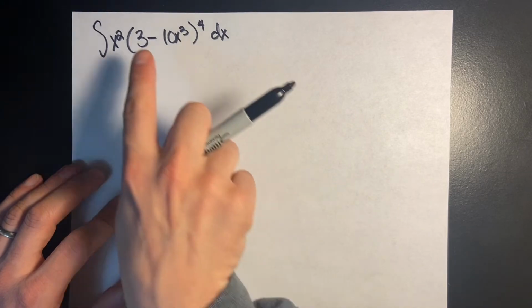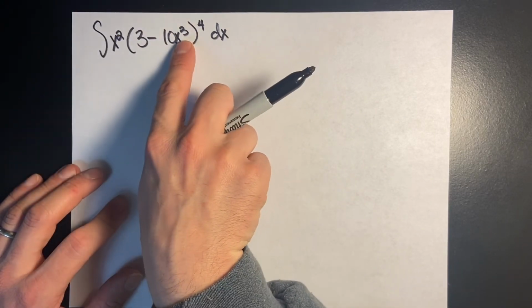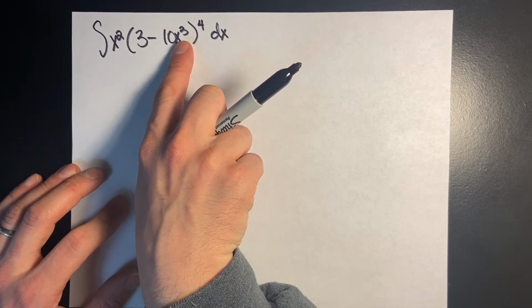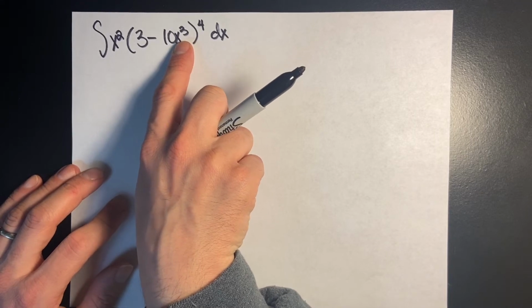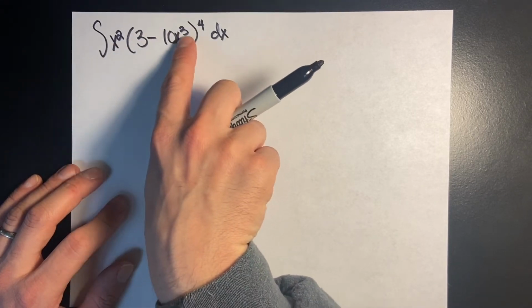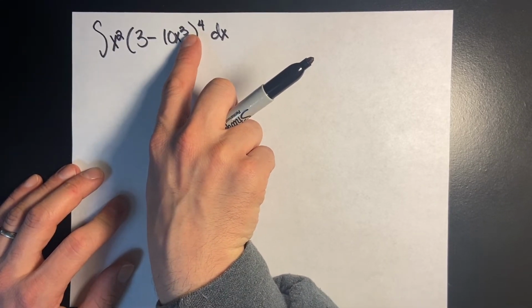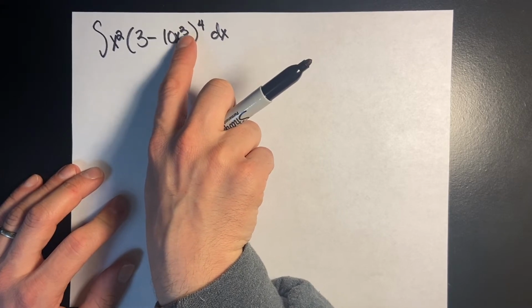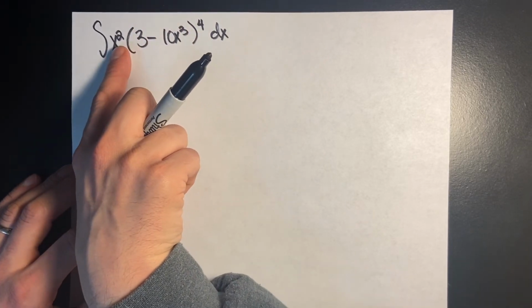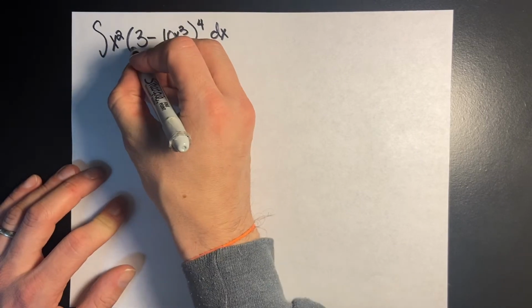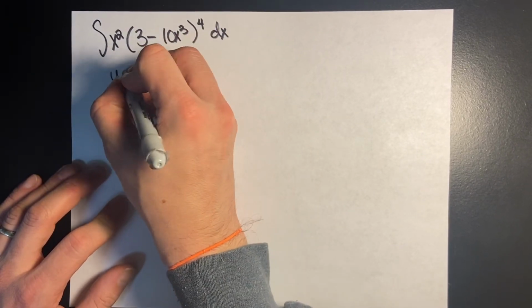Let me see if I can find something in here that looks like it potentially has a derivative somewhere else floating inside. So it looks like I have an x cubed, and taking the derivative of something x cubed is going to give me x squared. So let's give it a shot. Let's take all of that and make that my u.